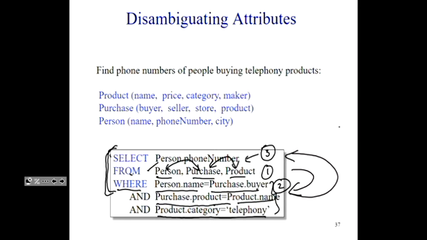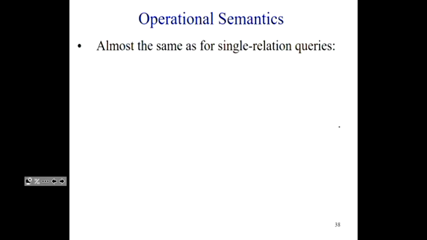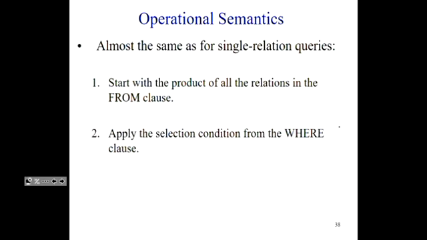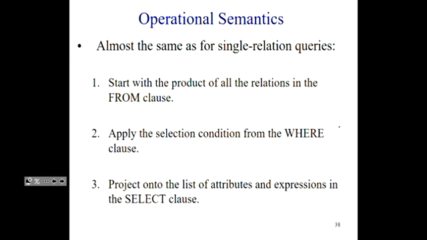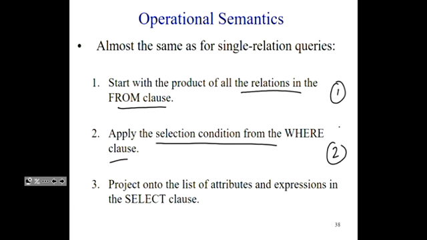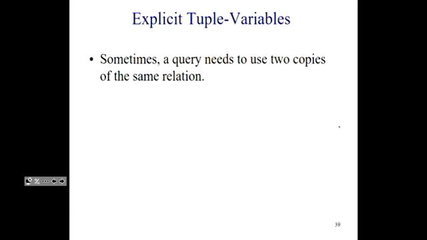This is a query that involves multiple relations. The operational semantics for these multiple relation queries is: step 1, you start from the cross product of all of the relations in the from clause. Step 2 is apply the selection condition from the where clause. And step 3 is you project onto the list of attributes and expressions in the select clause.